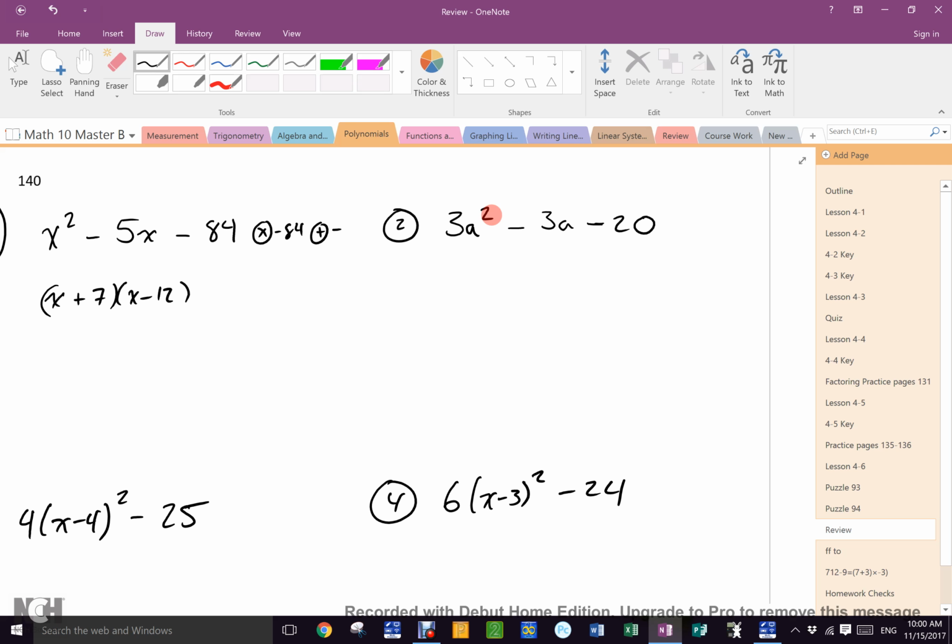It's a quick check. 3 times 20 is negative 60. Got to add to negative 3. 1 and 60, that's not getting to 3. 2 and 15, that's not getting to 3. 3 and 20, that's not getting to 3. 4 and 15 is not getting to 3. 5 and 12 is not getting to 3. Nothing's getting to 3. So I can't factor it.